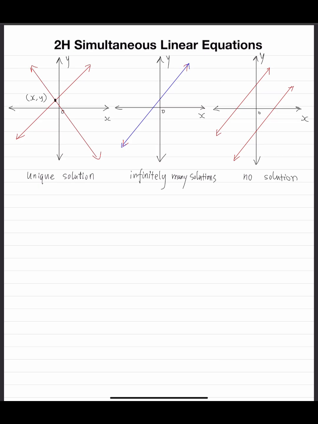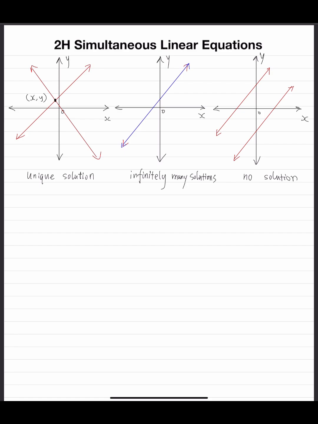This is the last topic in chapter 2, where we're going to investigate the geometry along with the equation of simultaneous linear equations. Previously in chapter 2F, families of straight lines, we talked about having restrictions on either the gradient or the y-intercept. So we're going to use this concept to explain the three cases in simultaneous linear equations. There are three graphs that I have listed here. As you can see, the first one shows a unique solution.